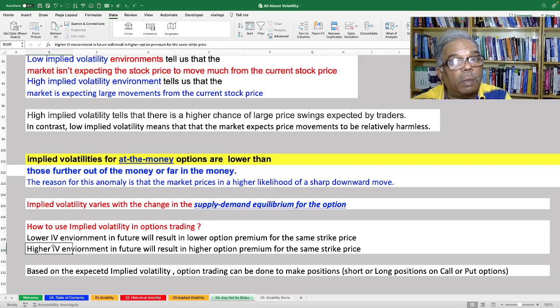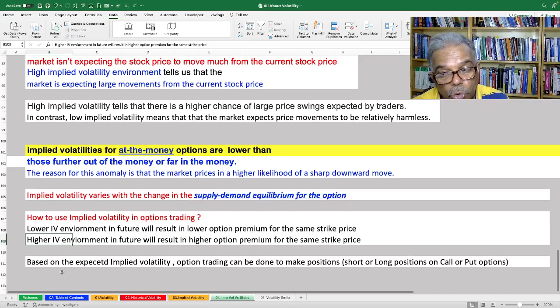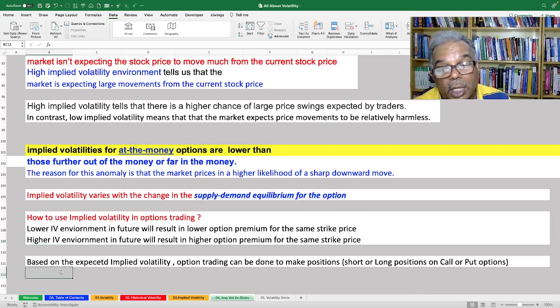So it matters how the implied volatility will behave. Implied volatility indicates the underlying price movement in future. At the same time, implied volatility can also change dynamically in certain situations. So based on the expected implied volatility, option trading can be done to take a long or short position on a call or put option. So the expected implied volatility is very important in option trading.